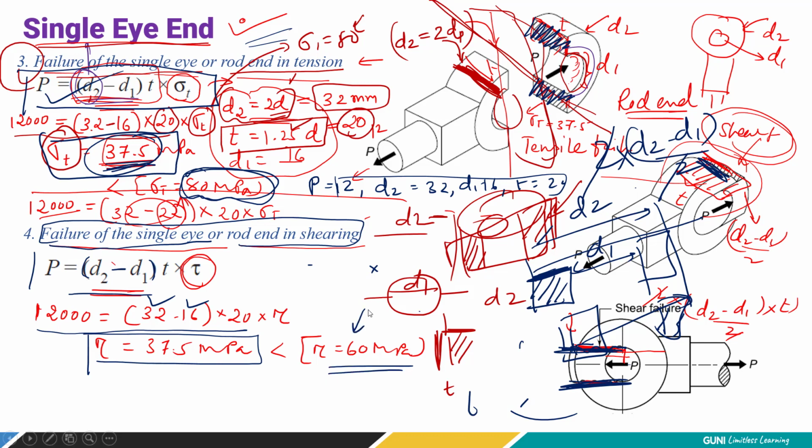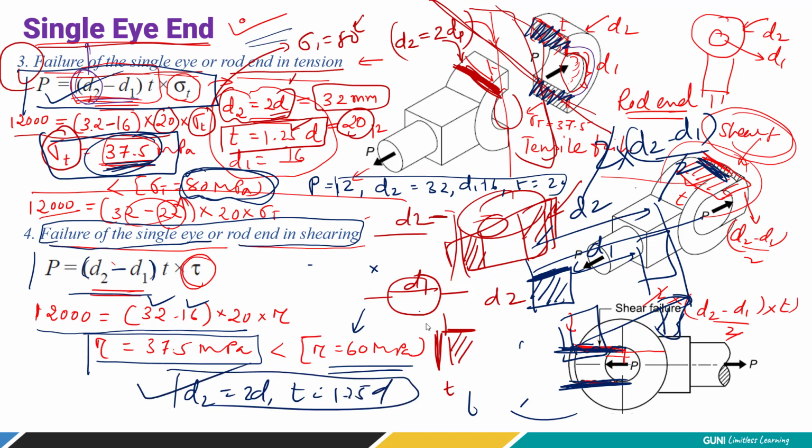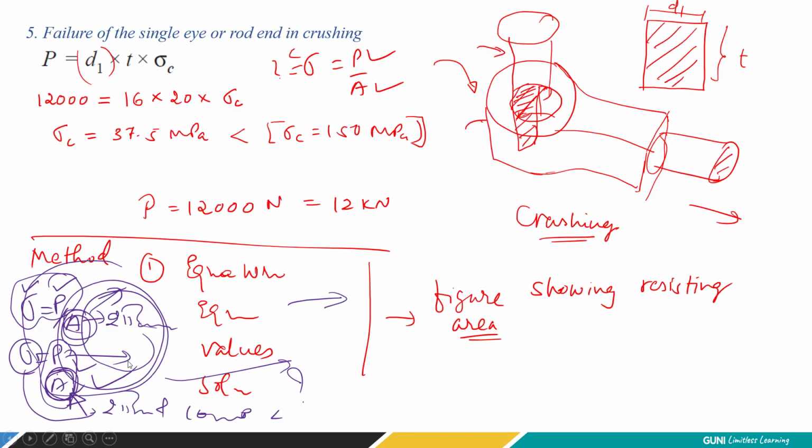इसका मतलब ये हुआ the single eye end is safe in tensile failure as well as shear failure for the given relation of value D2 is equal to 2 times d, t is equal to 1.2 times t, right? तो हमने जो ये relation लिया था वो सही है. उसकी वजह से जो stresses develop होगी, induce होगी, tensile और shear stress, they are going to be much safer than the given limit. Hence the chosen dimensions or the relation dimensions is okay, right?